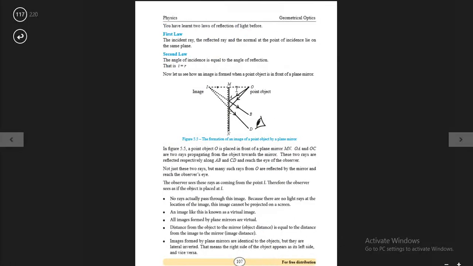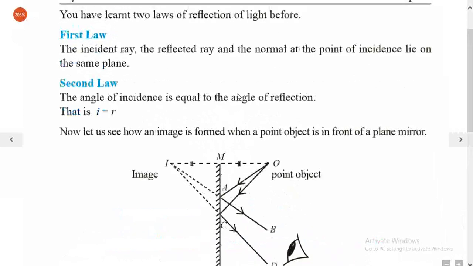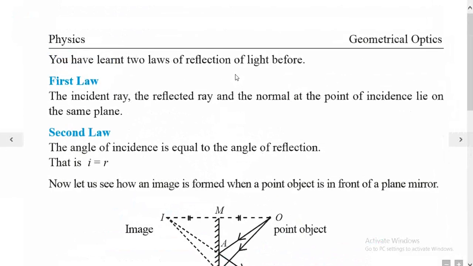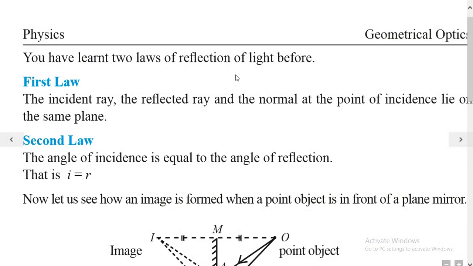There are two laws of reflection, the first law and the second law. The first law is that the incident ray, the reflected ray and the normal at the point of incidence lie on the same plane. The second law is that the angle of incidence is equal to the angle of reflection.